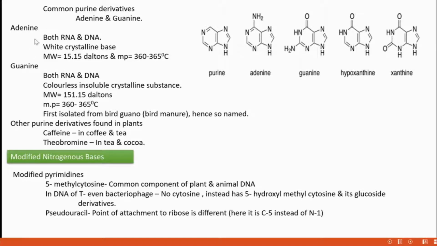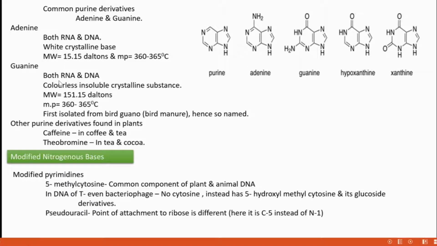Then adenine. This adenine is found in both RNA and DNA. It is a white crystalline base, its molecular weight is 135.15 Daltons, and its melting point is 360 to 365 degrees Celsius. Adenine, this is the structure. Here one amino group is added. In that way adenine is forming.